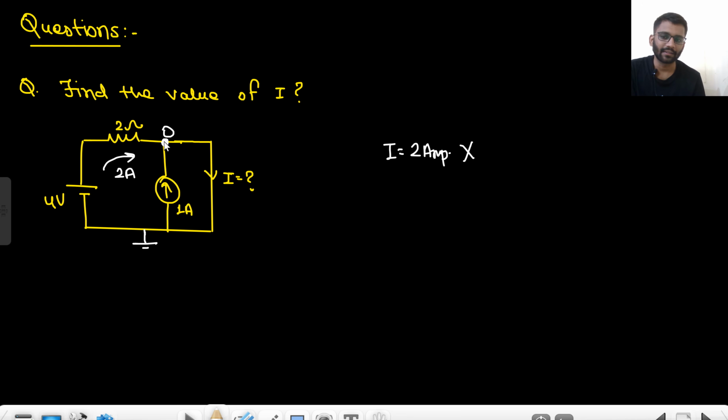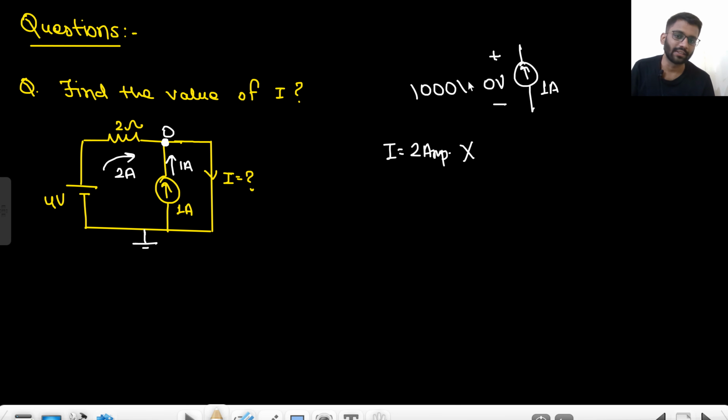Just apply your nodal analysis here. 2 ampere current is coming that way, 1 ampere current is coming that way. The current source is short circuited, but no problem, because of the definition of current source. What was the definition of current source? It will always give 1 ampere current no matter whatever the voltage is across it. Even if it is 0 voltage or even if it is 1000 voltage, it will always give you 1 ampere current. So there is 0 voltage across it, still it will always give 1 ampere current only. So 2 ampere current is going that way, 1 ampere current is going that way. So total current I is 3 ampere, right?